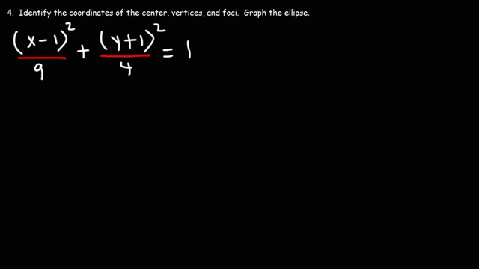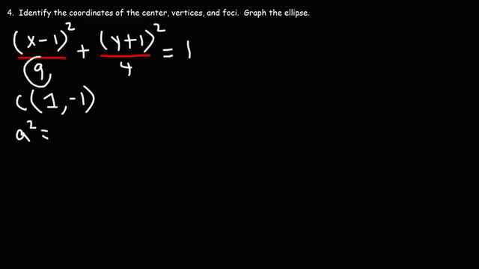Number 4, identify the coordinates of the center, vertices, and foci. And then we'll graph the ellipse. So let's begin with the center. Here we have a negative 1 in front of x. We're going to change it to positive 1. And here we have a positive 1 in front of y. So this will become negative 1. So the center is at 1, negative 1.